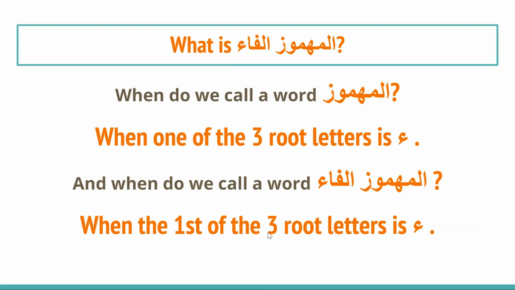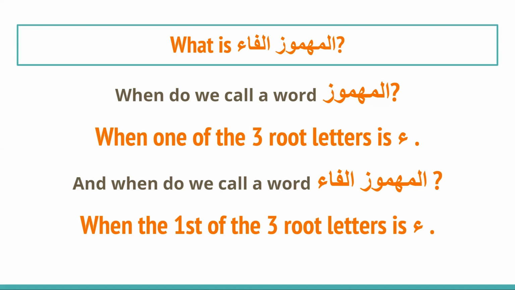First, the definition. You know what the definition is. You can write your answer in the chat window. When do we call a word mahmuz? When one of the three root letters is Hamza. And Ustad says that mahmuz is which kind of word? Mahmuz. Maf'ulun. So it is ism, it is on the pattern of ism maf'ul.